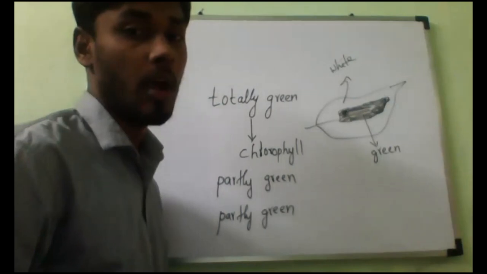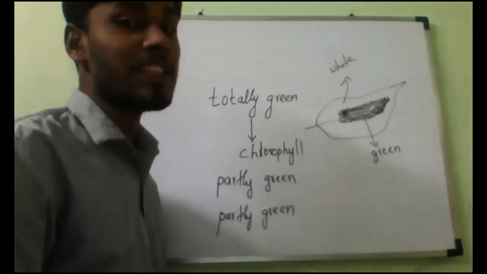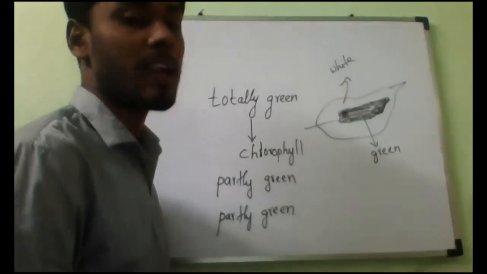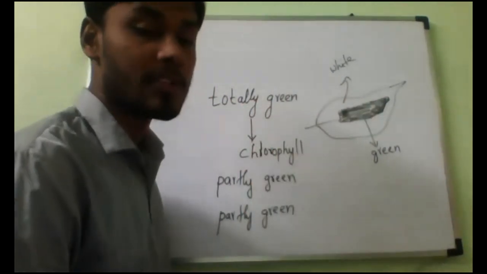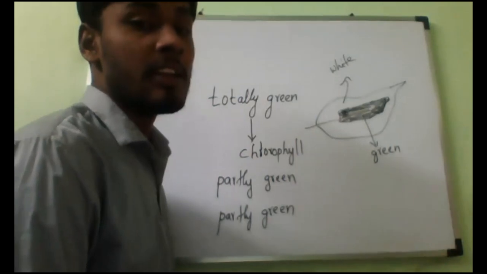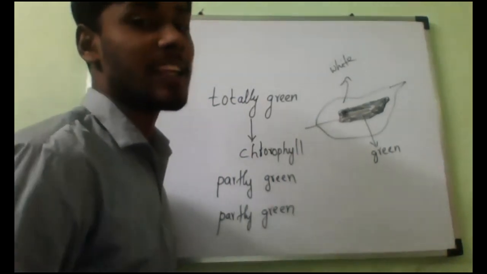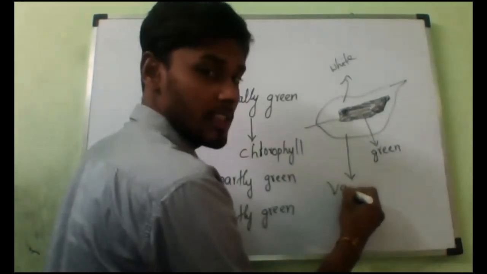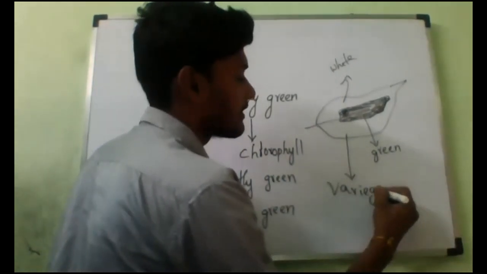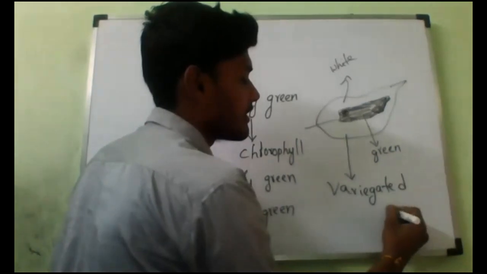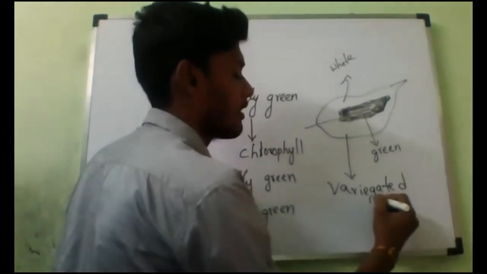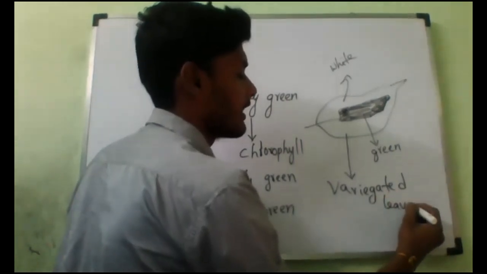Now remember, the leaves which are partly green and partly white have a name. Variegated leaves. Understand? Leaves which are partly green in color and partly white in color are called variegated leaves.